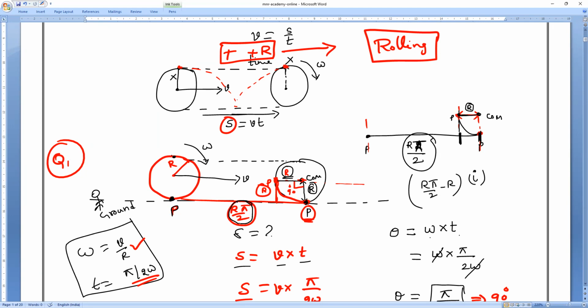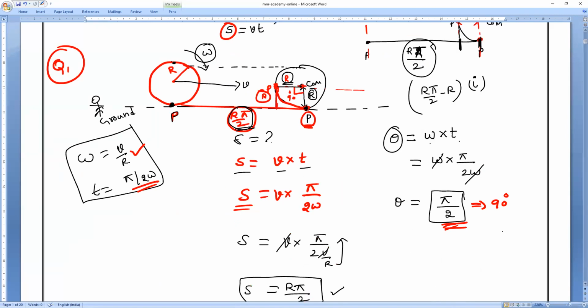Total displacement of the body, everyone? R pi by 2. But it is making angular velocity omega, so the angular displacement is pi by 2. Pi by 2 means 90 degrees. Means the particle is here instead of here. So you can notice it. The total distance is R pi by 2, but the particle is at this point. Means we have to subtract this distance.